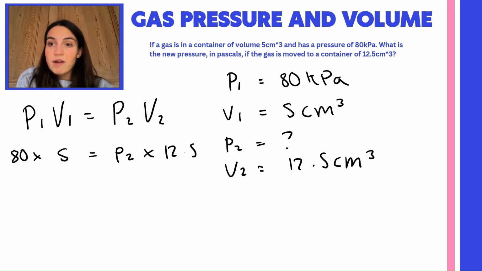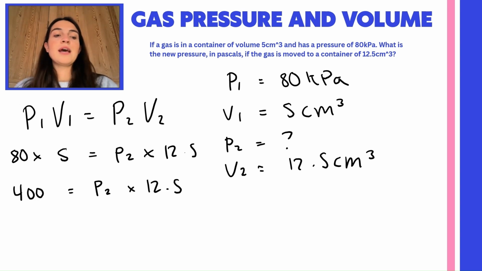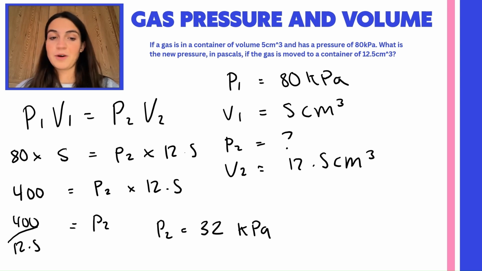Okay, so we just write this out like this. And then on my left-hand side of the equation, 80 times 5 is 400. And on my right-hand side, P2 times 12.5. So to get P2, I divide 400 by 12.5, and that gives me 32.